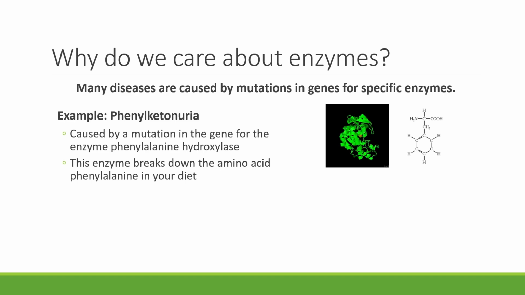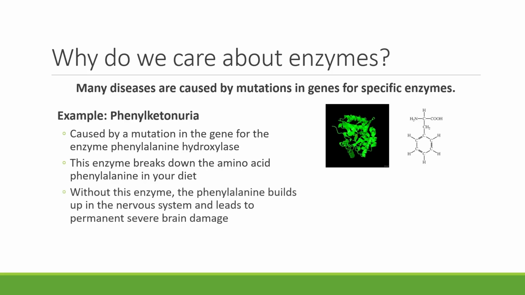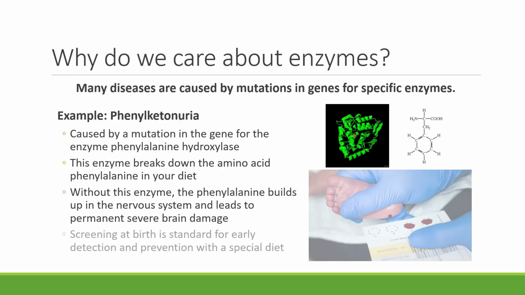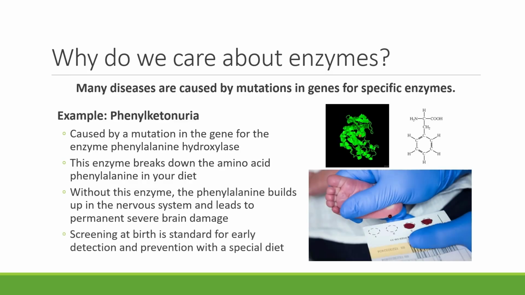enzyme, phenylalanine hydroxylase. But if your phenylalanine hydroxylase enzyme is broken due to a genetic mutation, then the phenylalanine that you eat starts to build up in your nervous system. And over time, this leads to permanent severe brain damage. However, this brain damage is preventable through early detection. It is standard practice for infants born in the United States to be given a PKU screening after birth, which involves pricking their heel to get a blood sample to test for this disease. That's what you see going on in this photo at the bottom.